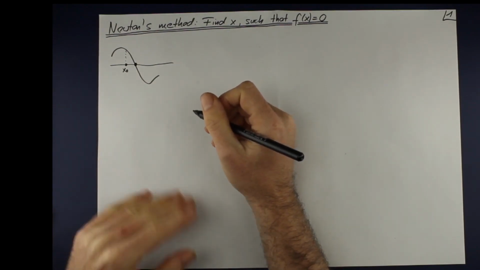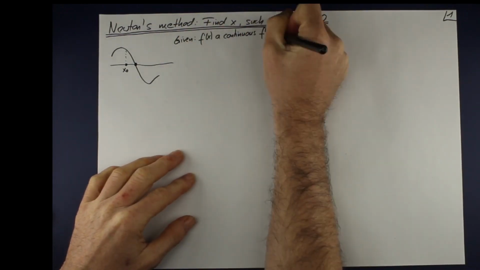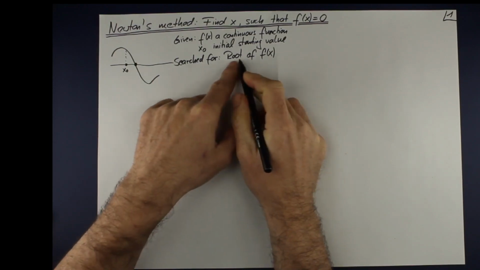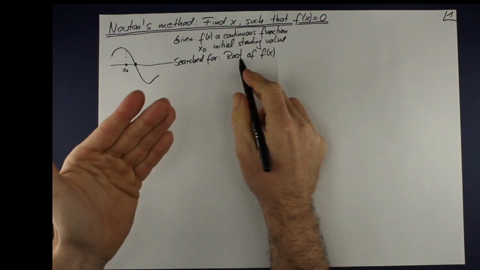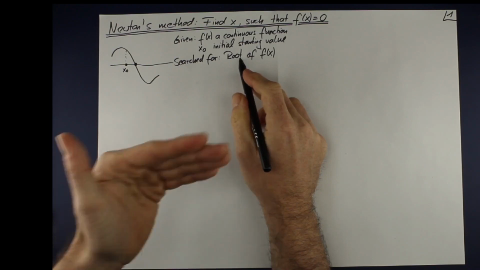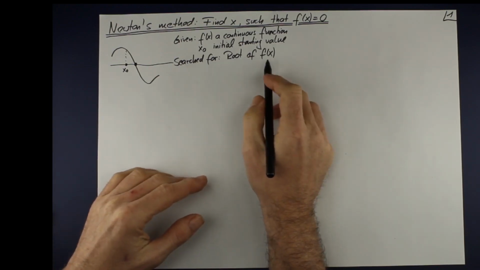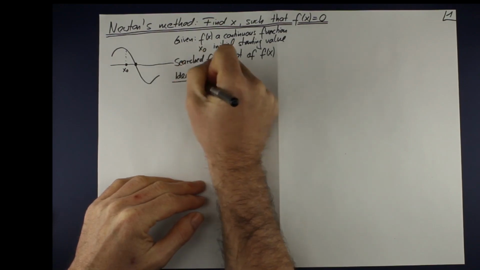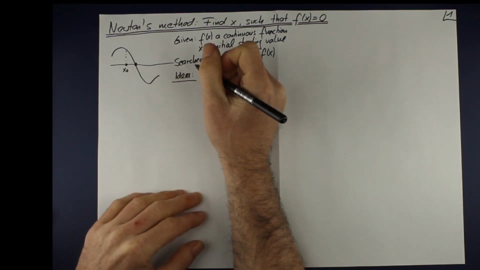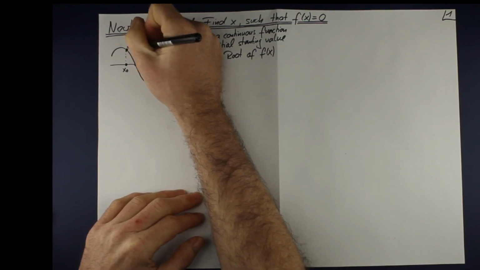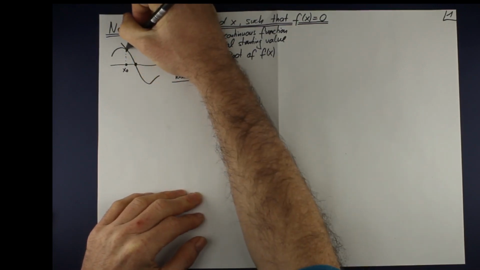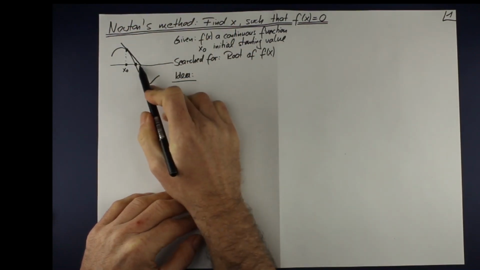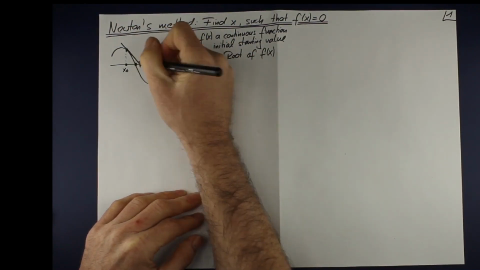And what can we do? We are looking for the root, or maybe there's more than one root. Then we are looking for the roots of the function f of x. And our idea is the following. We approximate the function by the tangent, and then we find the root of the tangent.